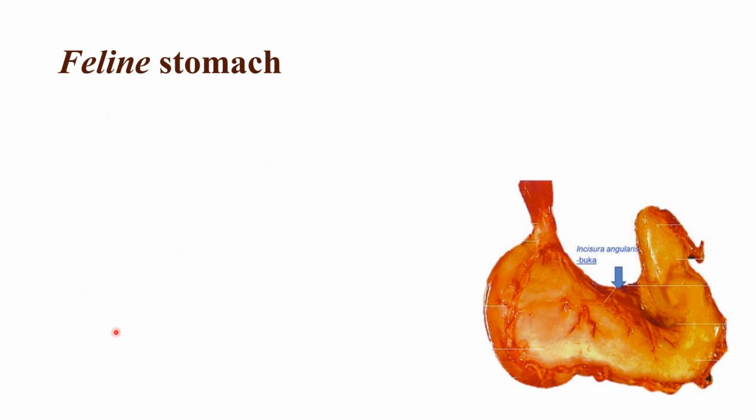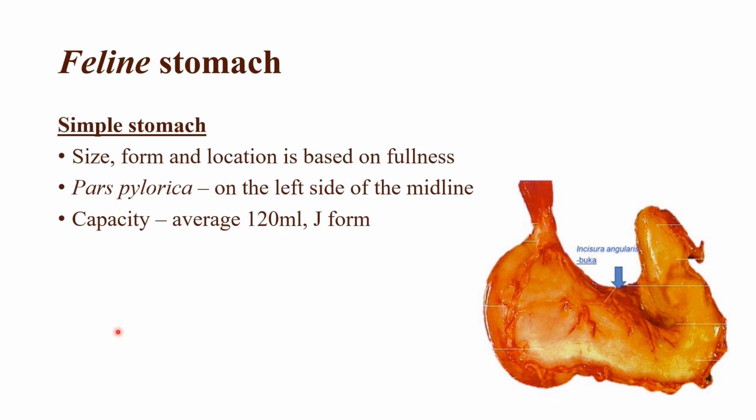And now for the feline stomach. It's usually smaller than a dog's. It again is based on the breed, but usually on average cats' stomachs are smaller, unless we're talking about the big cats like lions and tigers, then it's another thing. But for the house cats.